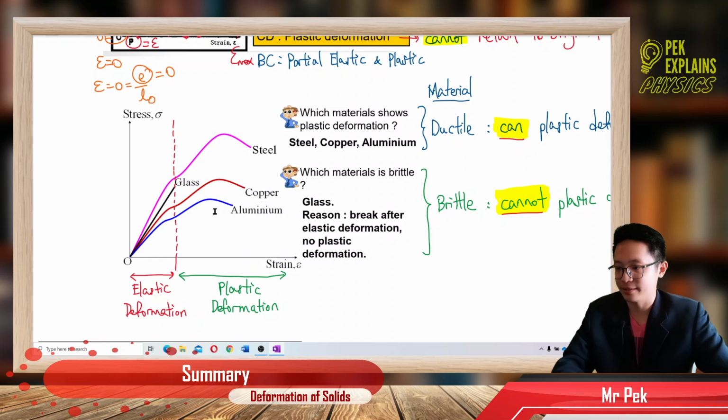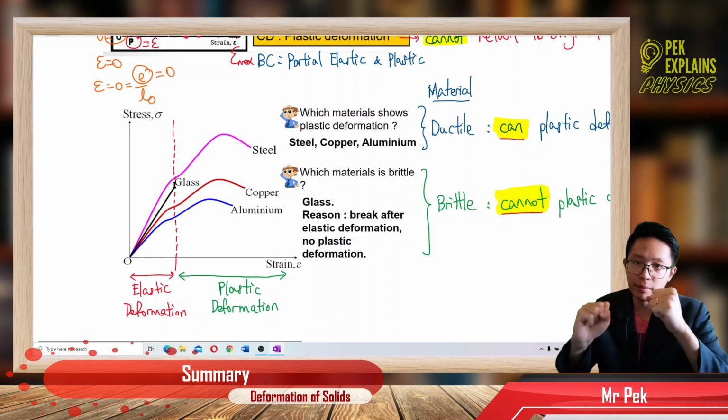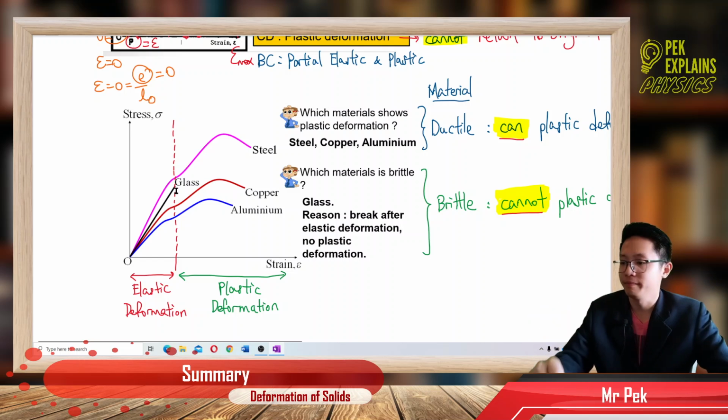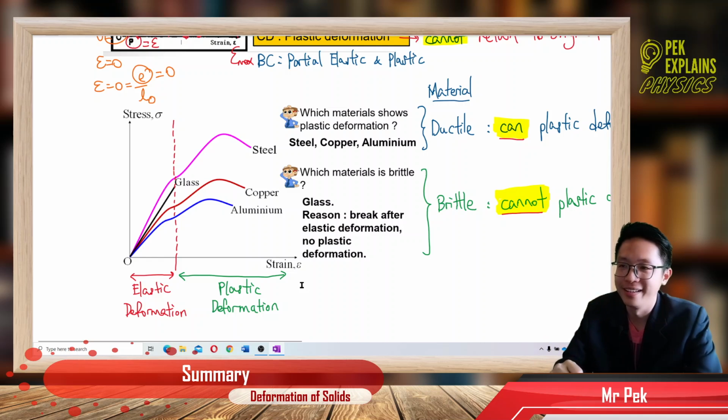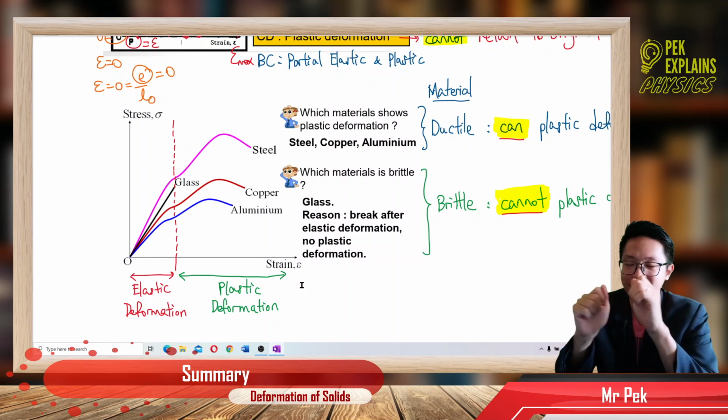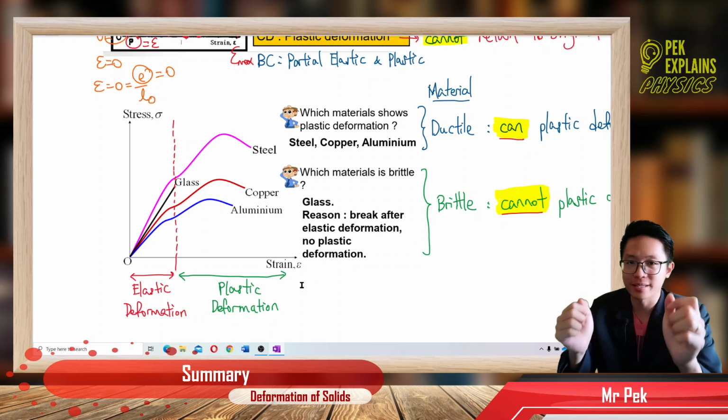Surprisingly, glass also shows elastic deformation. Yes, glass is elastic, but only a very, very small elastic property. Glass shows elastic deformation when you pull until the elastic limit. But once you pull some more, the glass cannot undergo plastic deformation. You can never see a glass elongate. Once you pull some more, it breaks.